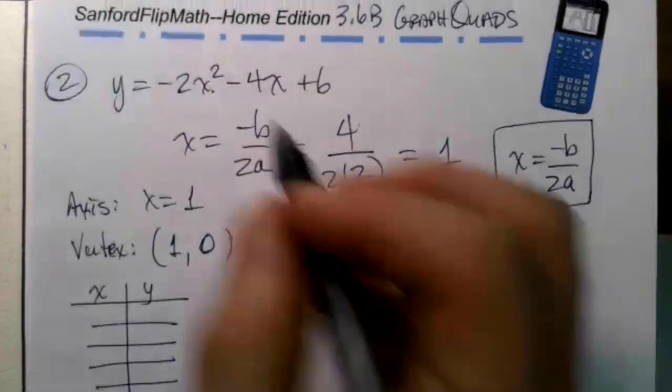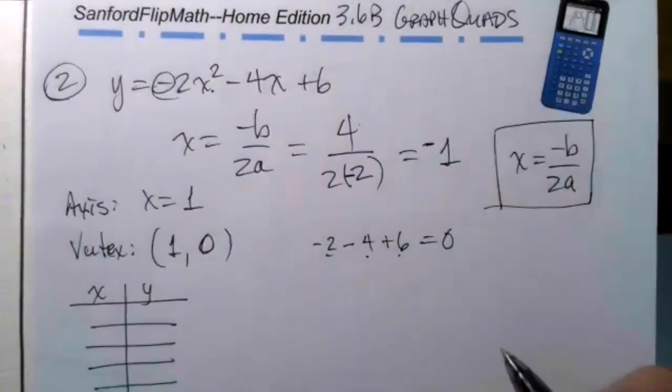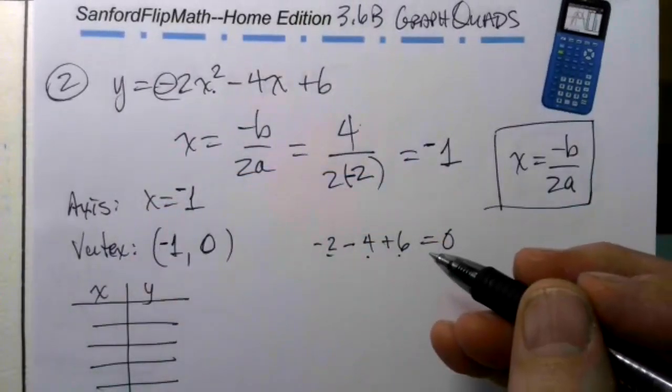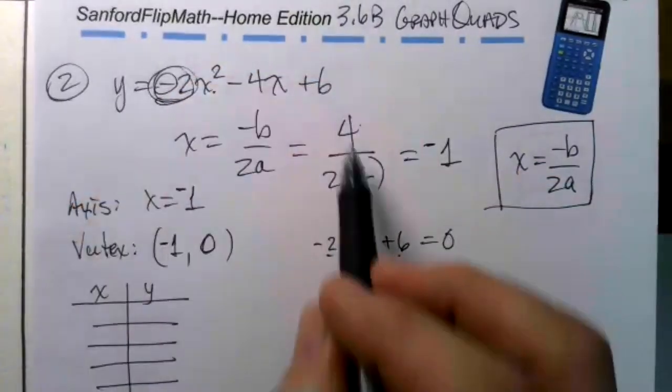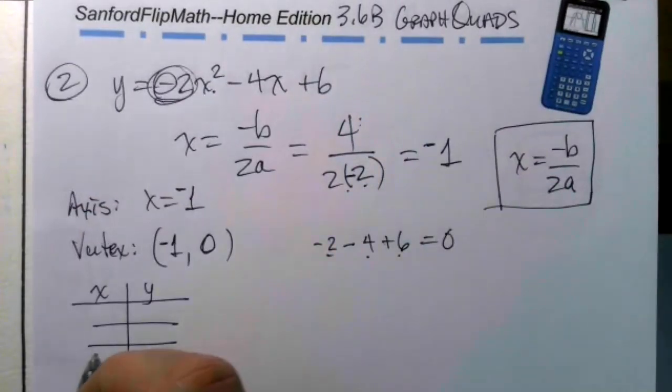Oh, I found it. A was negative 2. I missed that. So this is really negative 1. Okay. Saved it before I did the whole problem wrong. So, all right. So just again, the recap, A was negative 2. So negative B over 2 times A, there's negative 1. There it is. All right, cool.